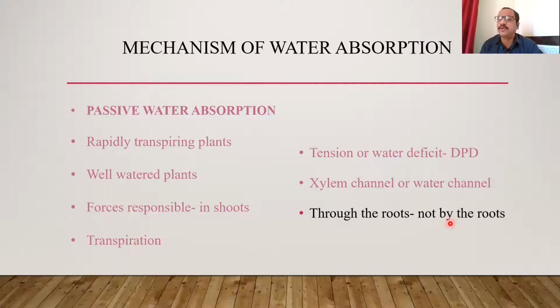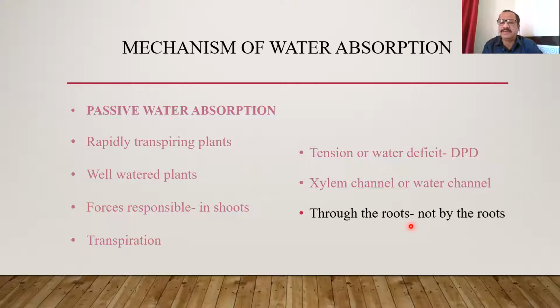Shoot system is involved, mesophyll cells are involved, aerial parts of the plant body are involved directly in the process of water absorption because of transpiration. Here roots are just acting as a pathway for the movement of water, through which water can go toward the upper parts of the plant body. So they are acting as just a pathway.